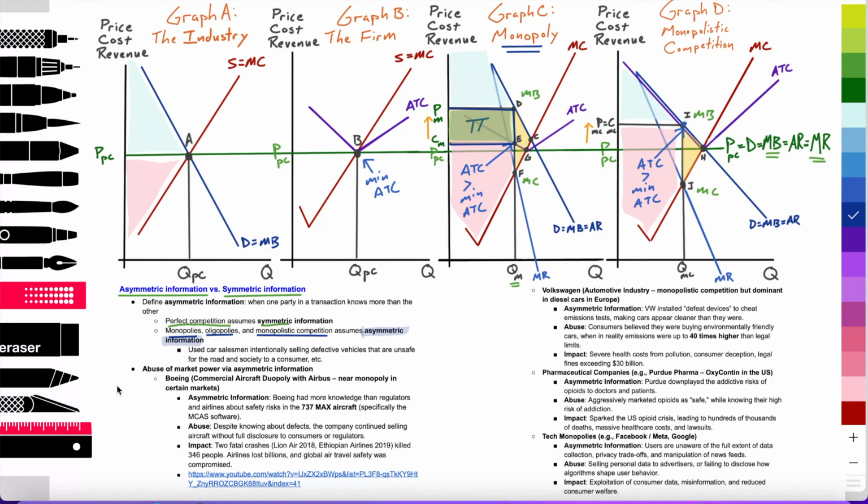The classic example is perhaps a used car salesman intentionally selling defective vehicles that are unsafe for the road, to society, to consumers, and so forth. If you buy a used car, the used car salesman knows more about the defects than the potential buyer, as an example of asymmetric information. So let's look at our first point: firms in monopoly, oligopoly, potentially monopolistic competition, abusing their asymmetric information against the consumer.